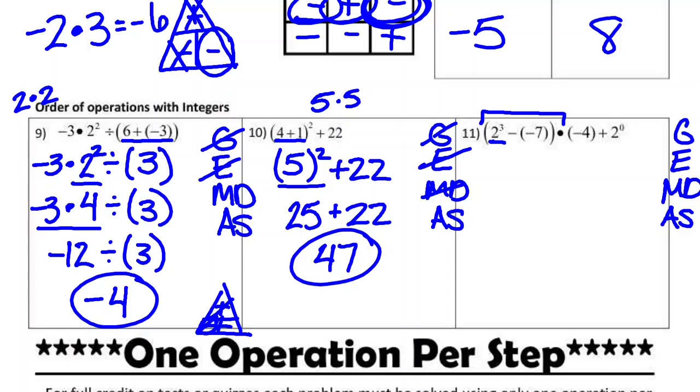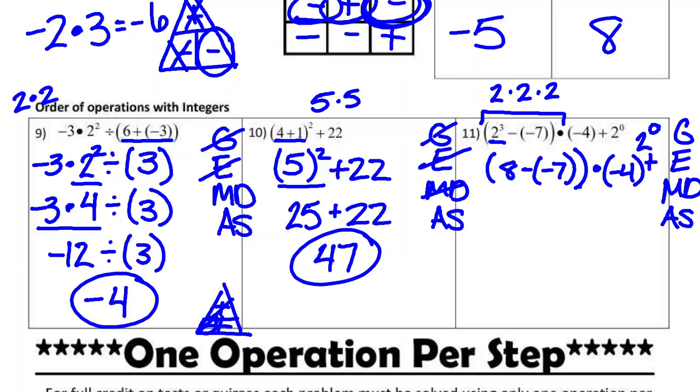So the little side salad for that one would be 2 times 2 times 2. So that would be 8. 8 minus negative 7 parenthesis times negative 4 plus 2 to the 0 power. I ran out of space a little bit. I'm still not done with grouping. I need to do the subtraction here. Remember, when you have that double sign, minus negative, this is really a plus.